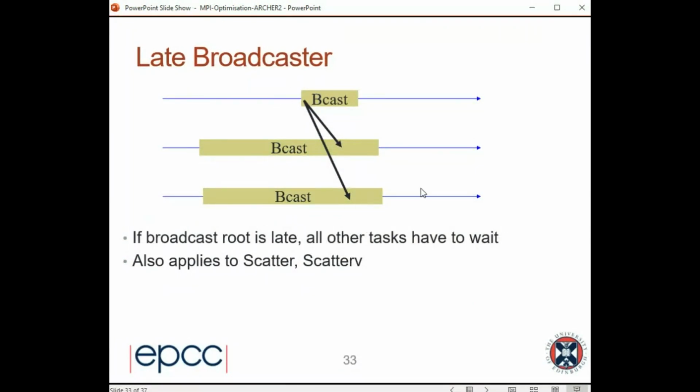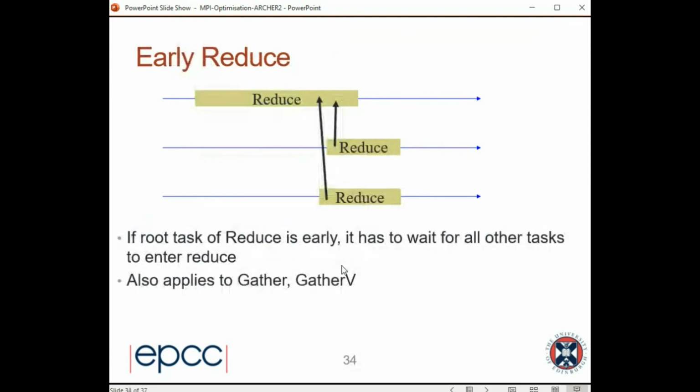Now, in that case, there's not really much you can do other than use genuine parallel I/O. But you need to be careful. Again, if you run a profiling tool and it says you're spending a lot of time in collective communications, it can often be a sign of load imbalance. In a broadcast, if the root is late, all of the tasks have to wait, and that also applies to scatter and scatter-v, which are other ways of distributing data. Similarly for gather or reduce, if the root task of the reduce is early, it has to wait for all the other tasks to enter the reduce. And the same for a gather operation.